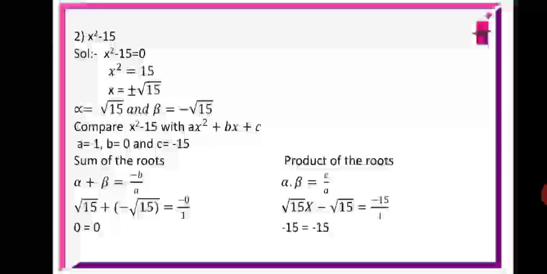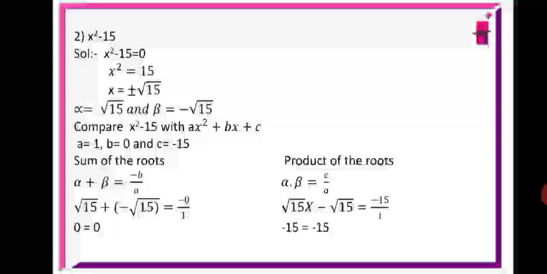One more example we will check: x square minus 15 equal to 0. So we are finding zeros. It is a quadratic polynomial. x square equal to 15 and x equal to plus or minus root of 15. Plus root 15 squared gives you 15, and minus root 15 squared also gives 15. So the x value will be either plus root 15 or minus root 15. Now alpha is root 15 and beta is minus root 15, the two zeros, one with a plus sign and one with a minus sign.